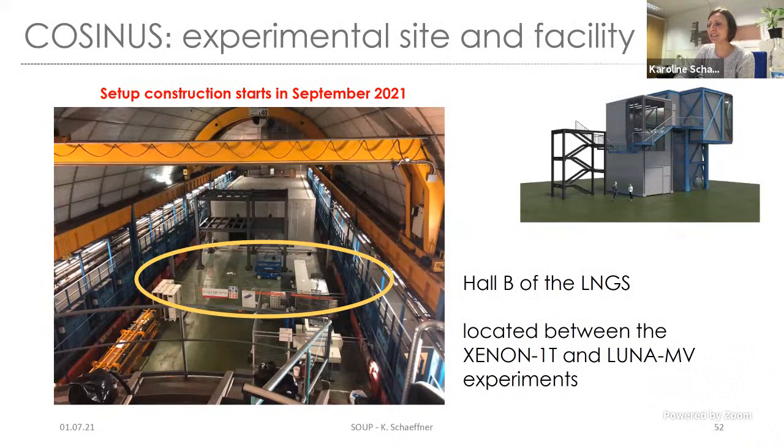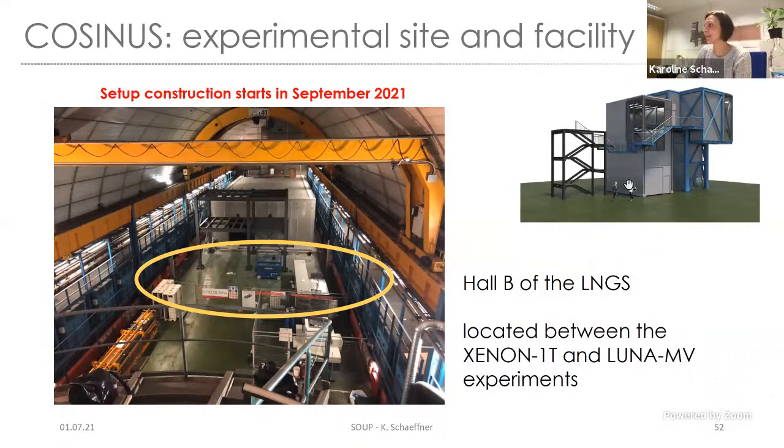So COSINUS is in the construction phase, I would say. We have a quite exciting moment because we got approved by LNGS. We will build in Hall B. So here you see the xenon tank. I was standing here on the tank, and then you see the space here. This is now dedicated to the COSINUS experiment, and in the back here you see the LUNA experiment.